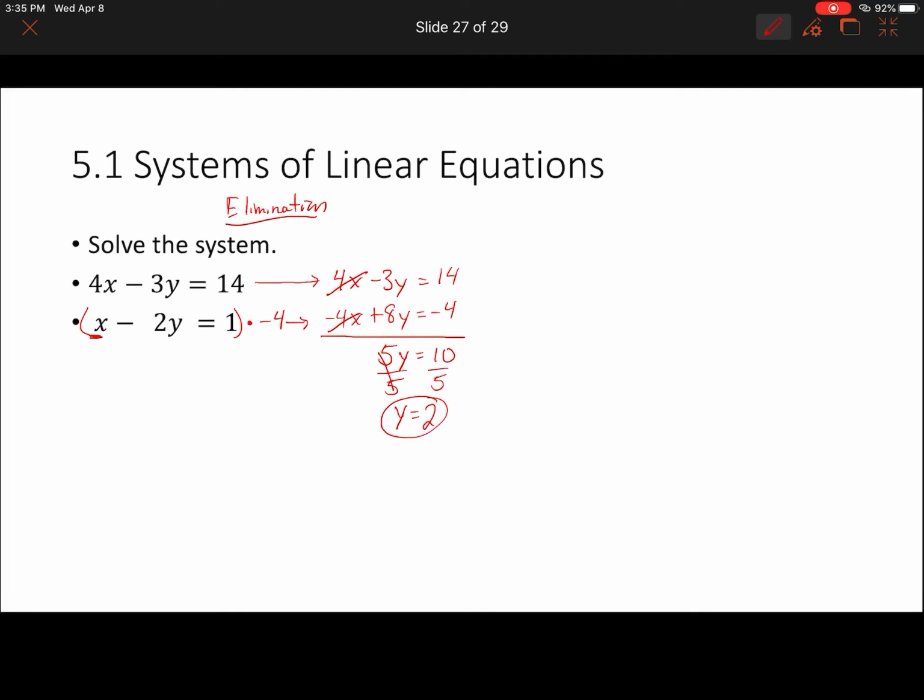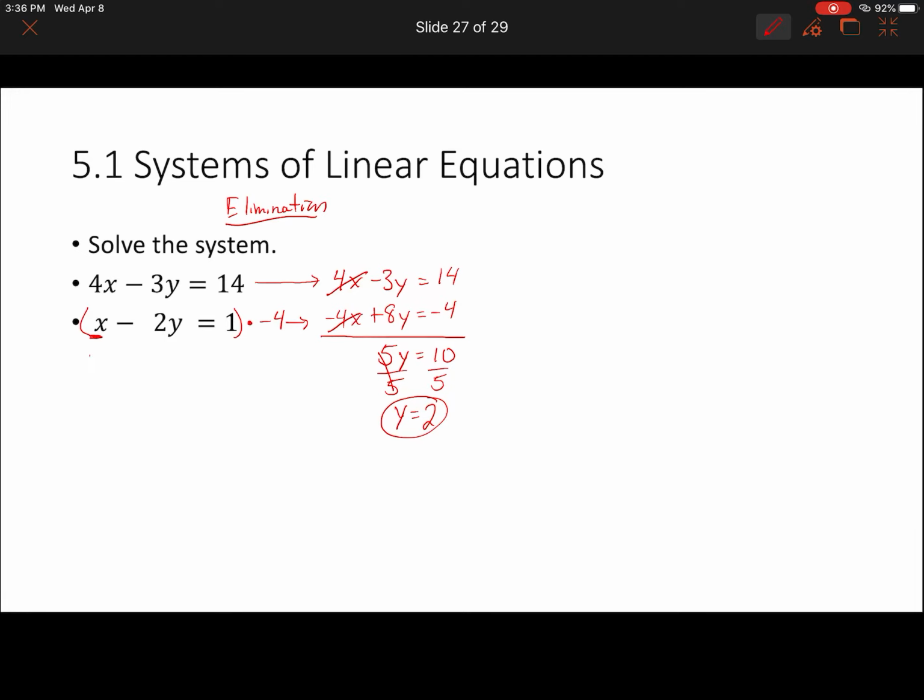And so I'm going to take this 2 and put it back into one of the equations. It doesn't matter which one. And I'm going to put it back into this bottom equation because my numbers are smaller. I don't have to worry about the 14. It just seems to be a little bit easier based on the numbers being smaller.